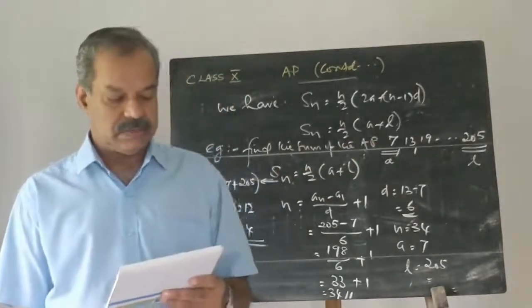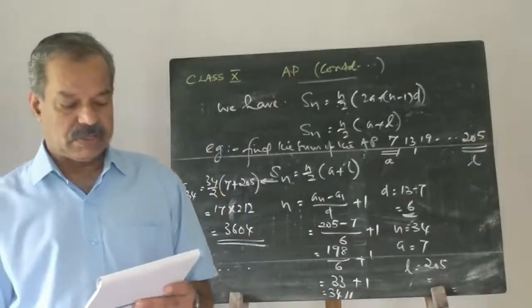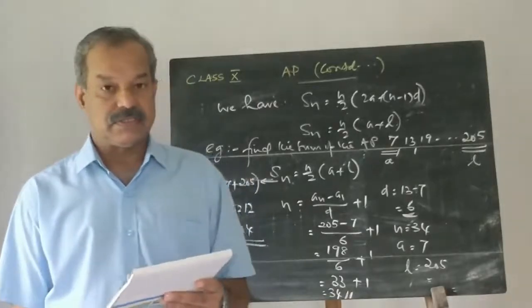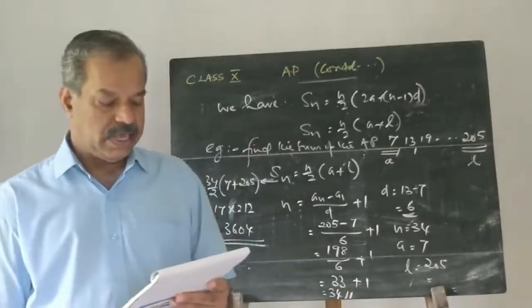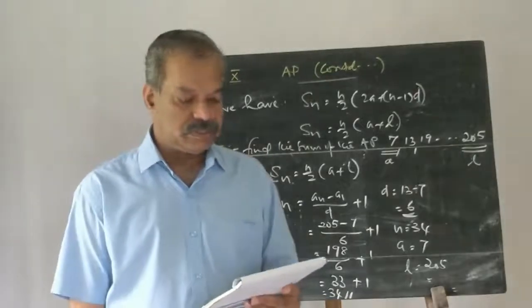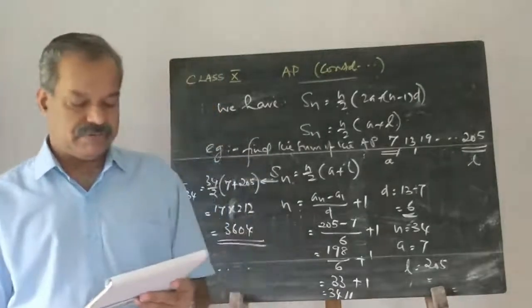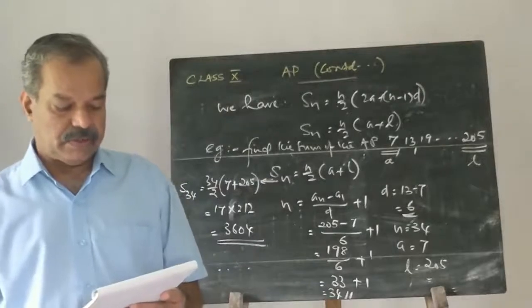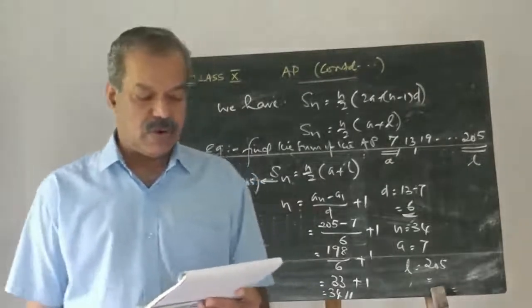Study pages 107 to 111 of the textbook. Also study examples 11 to 16. Then after that, do exercise 5.3, questions 1 and 2, all sub questions.